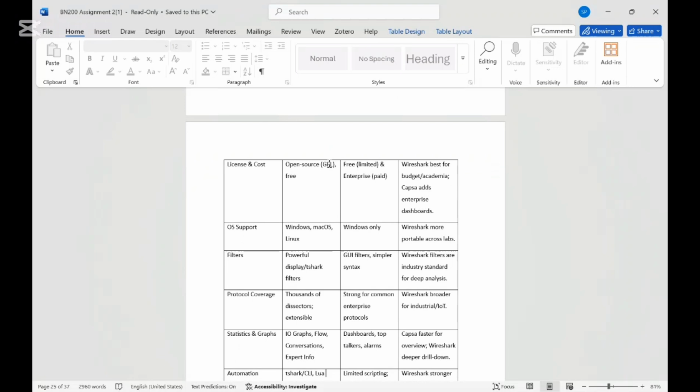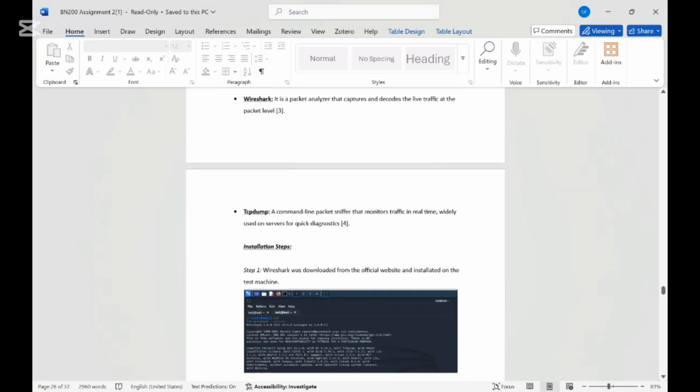Wireshark, being open source and cross platform, offers deep forensic analysis and advanced filtering, while Colasoft Capsa emphasizes quick triage and reporting through dashboards. Together, these tools address both in-depth investigation and rapid enterprise monitoring. Thank you.